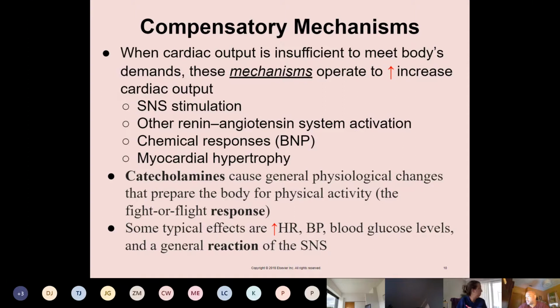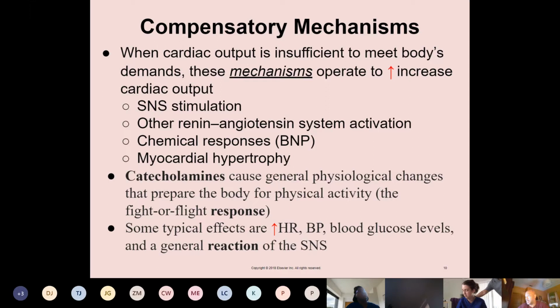And so in CHF, your BNP is produced and released by the ventricles when the patient has fluid overload. When those ventricles are stretching, it will release this BNP, this neurohormone. Again, due to the ventricles being overloaded.